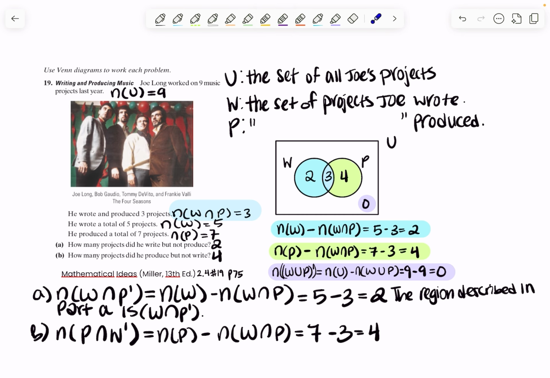And again, they might ask you to define the region being talked about in part B, not just the number of elements in that region. So you could just write a little sentence like, the region described in part B is this region right here, the intersection between P and everything not in W.